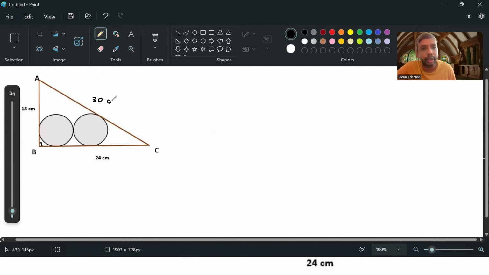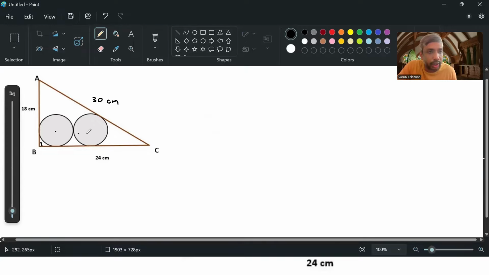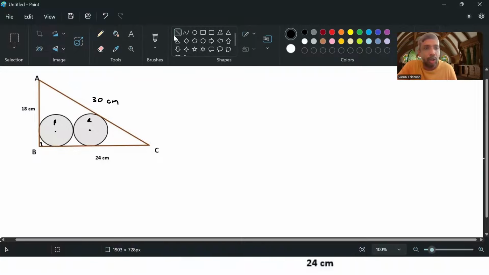30 centimeters. Next, we know that both these circles have got two tangents, right? They've got AB and BC as the tangents for the first circle and AC and BC as the tangents for the second circle, which means that if I draw the normals, let's say if I take the centers of these two circles as P and Q, suppose. Okay. So if I draw the normals, if I say from P, if I draw a normal onto AB, and from P, if I draw the normal onto AC, we draw it properly.